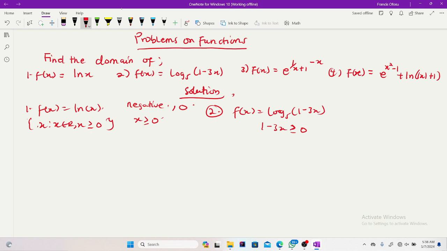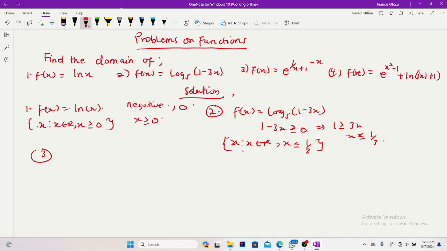So meaning that I'm going to have this solved as 1 is greater than 3x, and x is less than 1 over 3. Is that not it? So meaning that my domain is given as x is such that x is a member of all real numbers where x is less than 1 over 3, right? Yeah, so that should be it. Now let's see the third one.